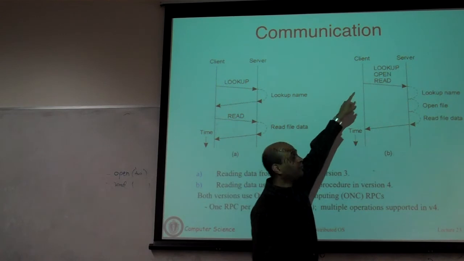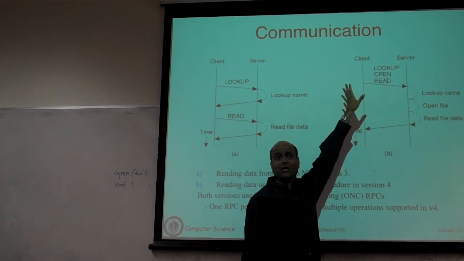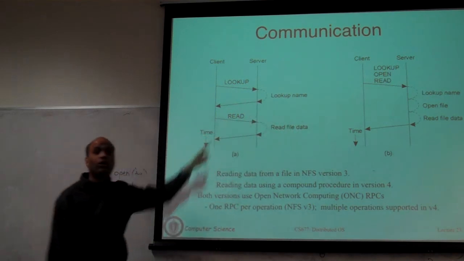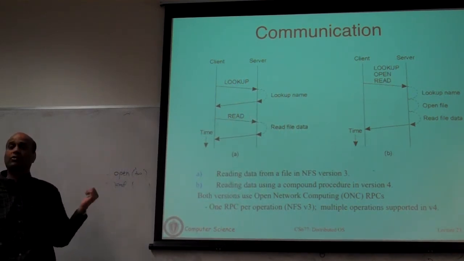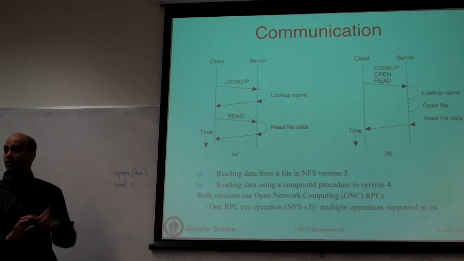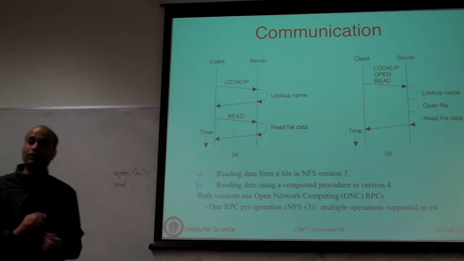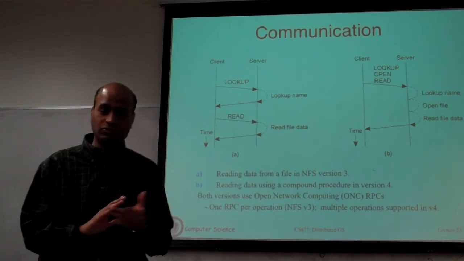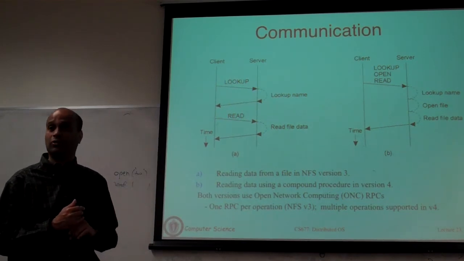So NFS version 4 is basically going to do lookup, open and read, which is different. So you'll see that the open call is not present in NFS version 3 because it was a stateless protocol. Okay, starting version 4, you do have one. You'll see what are the implications of all of this in just a moment. This is just to show you two things. One is how version 3 behaves and how version 4 behaves.